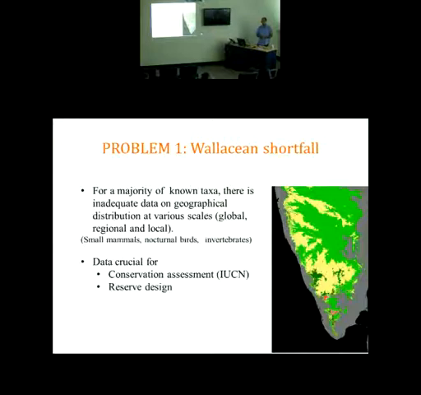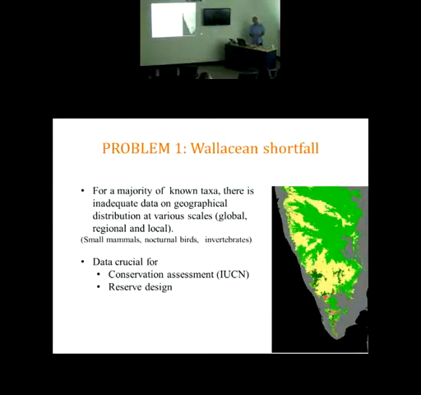As I was saying, while wanting to address these broader questions in richness and diversity, we were faced with two problems. One is the Wallacean shortfall, which is the lack of data on geographical distribution at various scales, and this is widespread across smaller vertebrates, small mammals, nocturnal birds, invertebrates, and so on.